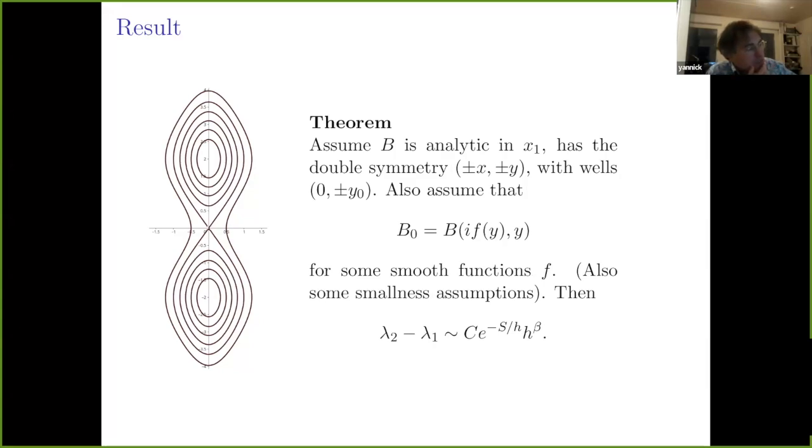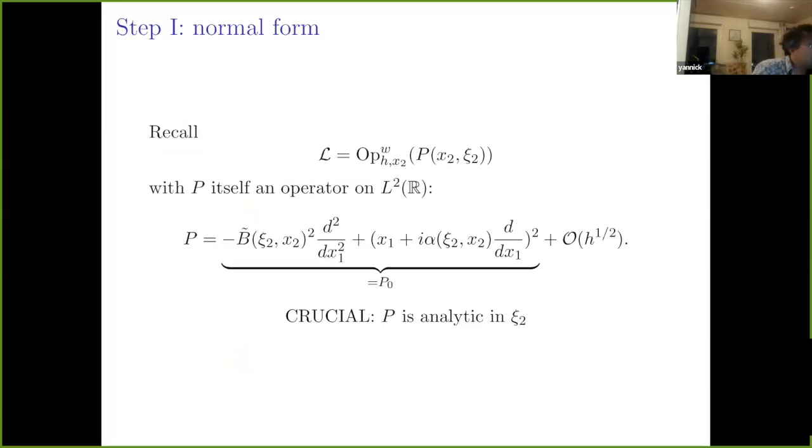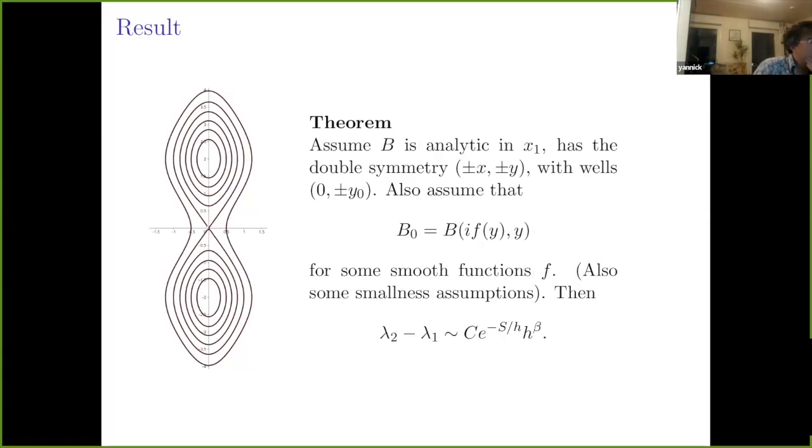But because of b being analytic in x1, we're able to reduce everything to x1 equals 0. So that's what's happening here. Yes, last one before I try to explain a bit how we do this. In our case, the constant c, well, we don't have a formula yet for this. So it's some constant. It's positive, but we're still trying to work out the formula for it.